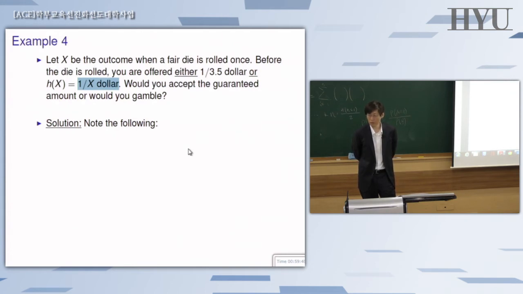Either go with this safe money, 1/3.5, or go for the gamble with the hope that you might end up with actually $1, which is bigger than the fixed amount of 1/3.5. So how do you choose? Go gamble or just go home with that fixed amount of money? Any idea?